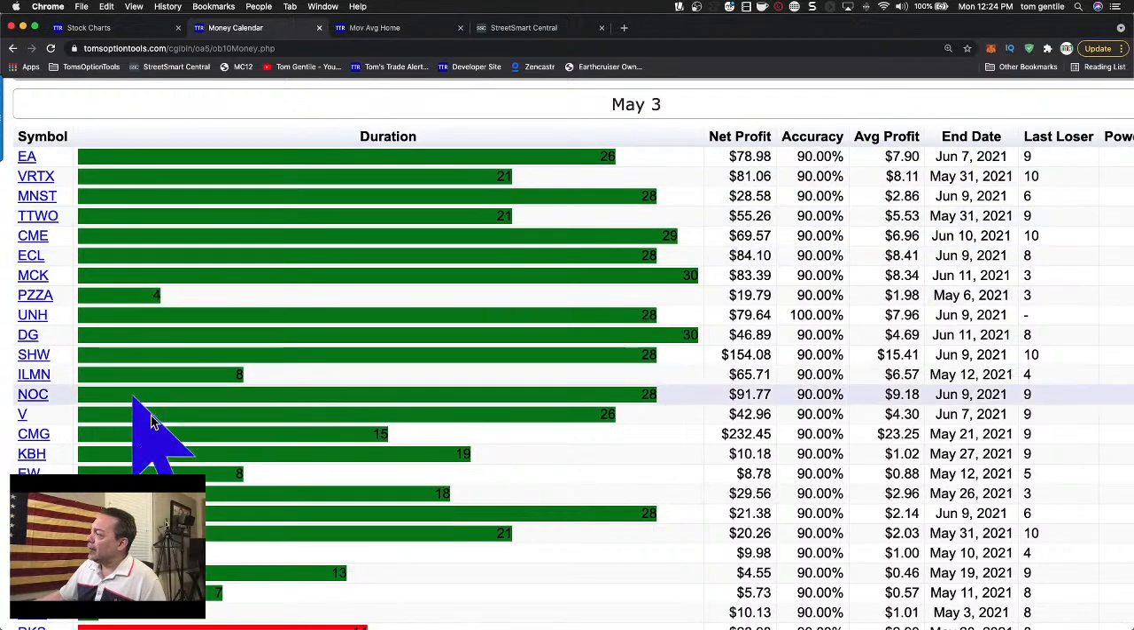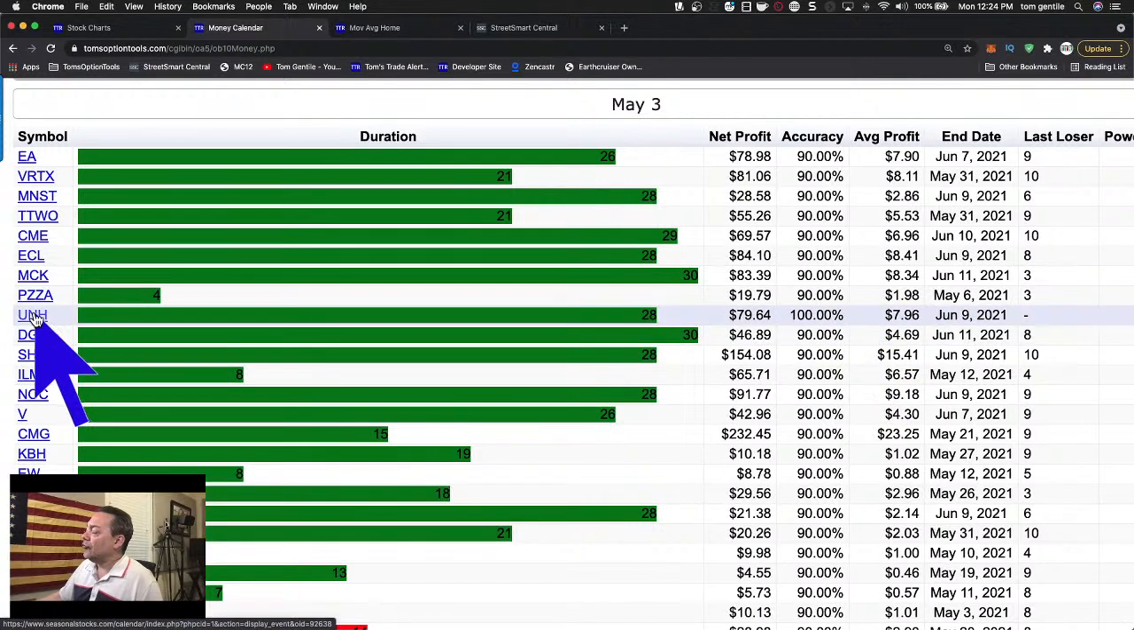But if you see all this green on the screen, these are bullish patterns where at least 9 of the last 10 years, and even some like United Healthcare, for 10 of the last 10 years, UNH has gone up over the 28 days that start today. This is some good information.